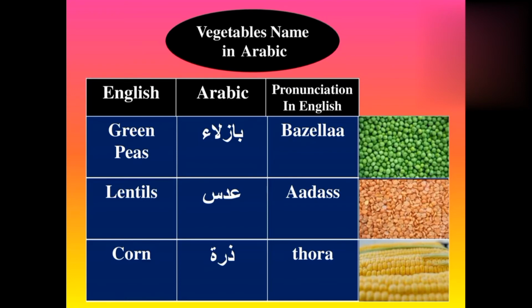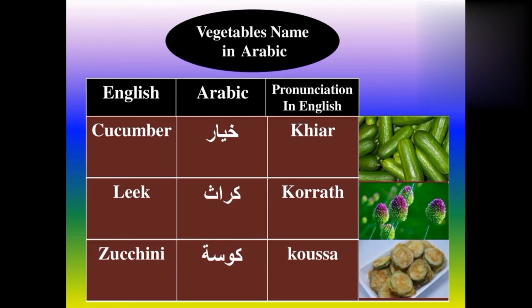Bazla means green peas. Lentils. For lentils we use in Arabic adas. Adas means lentils. Now see corn. For corn we use in Arabic durra. Durra means corn. Now see cucumber. For cucumber we use in Arabic khiyar. Khiyar means cucumber. Now see leek.